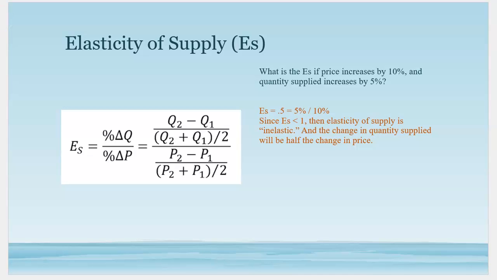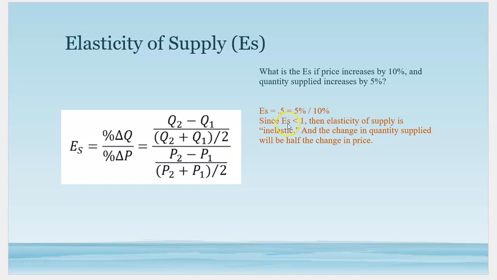Now remember, what we're doing is dividing a fraction by a fraction as far as the formula goes, but we simplified it into 3 steps, and we'll do that again for elasticity of supply. What is the elasticity of supply if price increases by 10% and quantity supplied increases by 5%? We're just trying to keep it very simple. Well, it's going to be 0.5, and this makes it, you should know by now, inelastic.